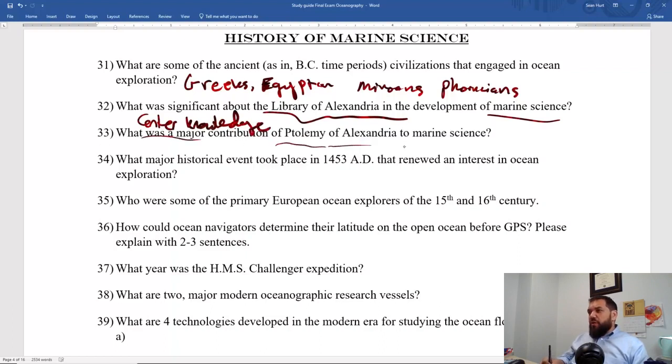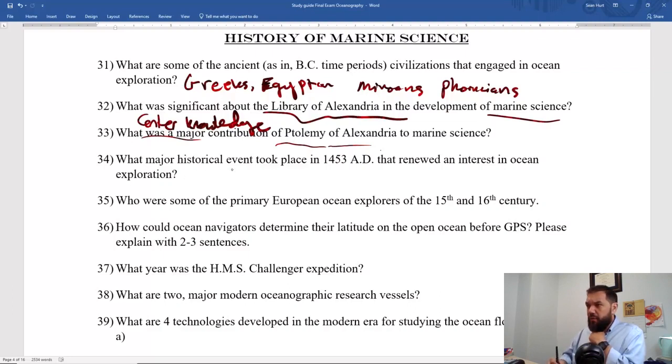What was a major contribution of Ptolemy of Alexandria to marine science? Now, Ptolemy was a scientist. There are actually a lot of famous Ptolemies that were scientists. But Ptolemy of Alexandria, in this case, was a first century scientist, and he used all the charts and maps that were available in the Library of Alexandria to put together a very complete map of the Eastern Hemisphere. Of course, the Western Hemisphere had not been mapped yet by Western civilization, so we had to wait for Christopher Columbus times and the Renaissance.